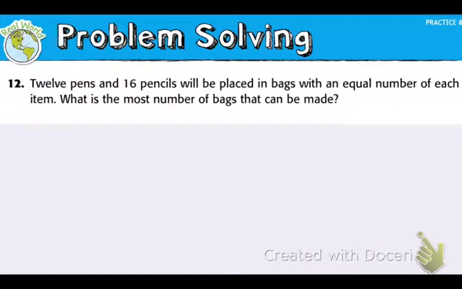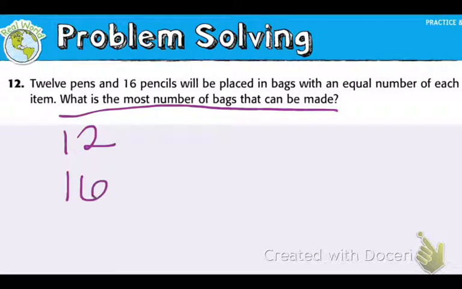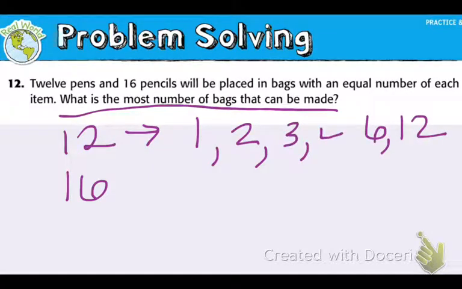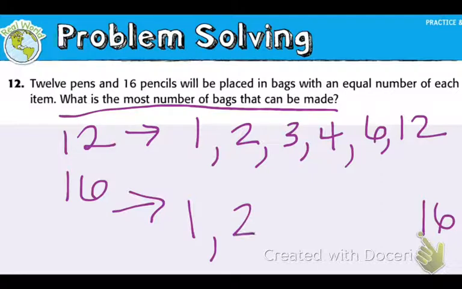Problem solving 12. 12 pens and 16 pencils will be placed in bags with an equal number of each item. What is the most number of bags that can be made? Well, let's start with those factors. What are the factors of 12? 1 and 12. 2 times 6 is 12, and 3 times 4. Now, what are the factors of 16? 1 times 16, 2 times 8 is 16, and then, of course, 4 times 4.